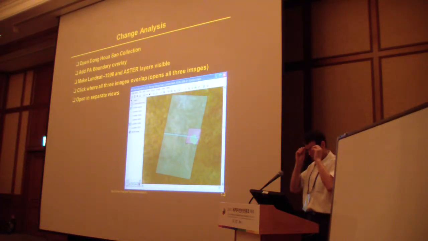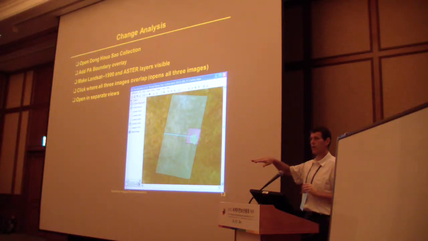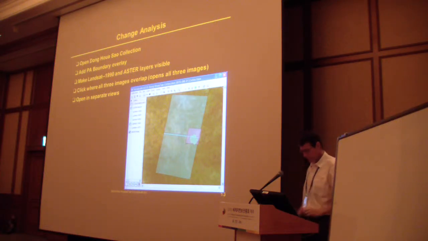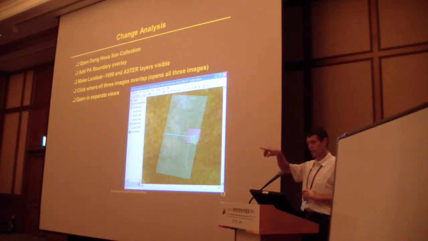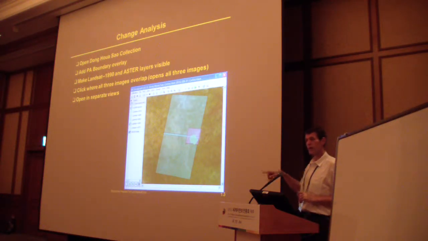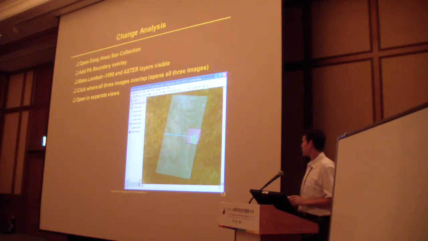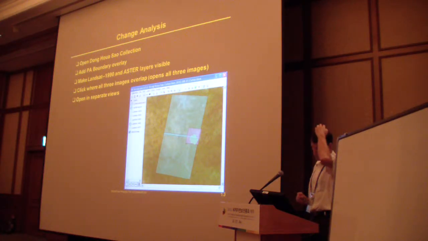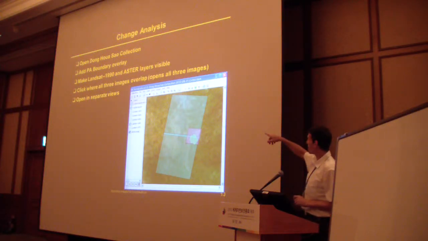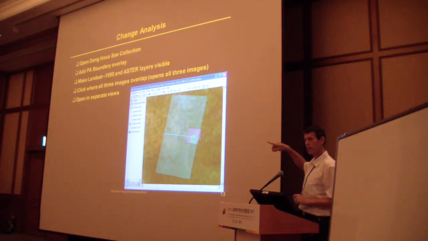Okay, so what we're going to do now is, once we close the Fukuoka collection, we're going to go to Laos and work with the Don Wassal collection. So go ahead, close Terra, reopen it, go to Collections, and then open Don Wassal. And then once you've done that, go ahead and add the protected area boundary overlay. You'll find that in the shapefiles directory, and it's labeled, I think, as Don Wassal.